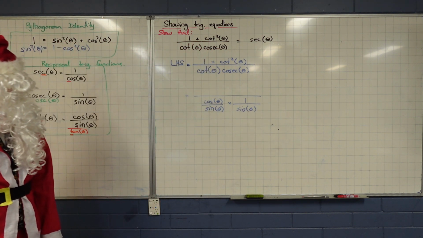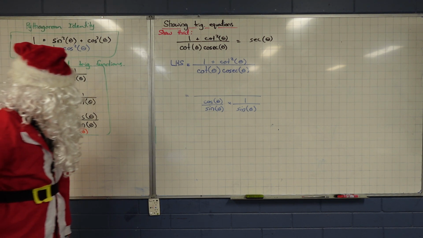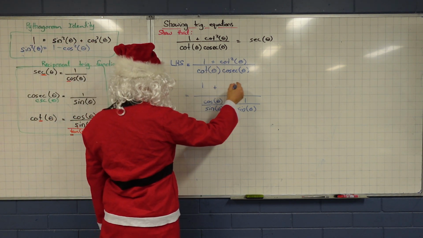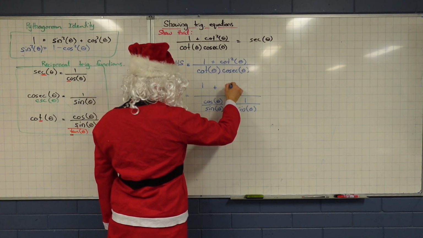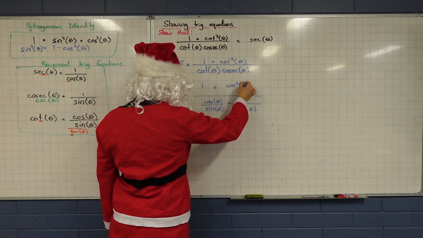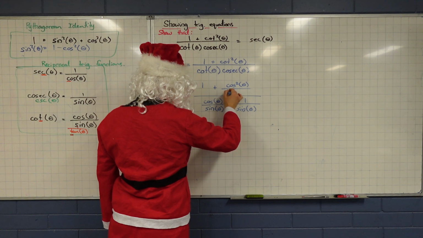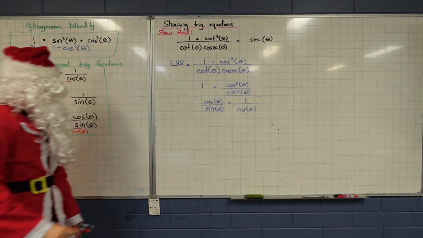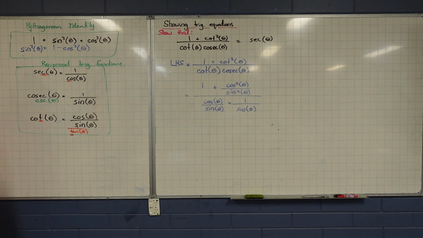We agree? Okay, and then this one over here, this is 1 plus reciprocal cosine squared over sine squared theta. All right, so have a look. We've got something not so nice.